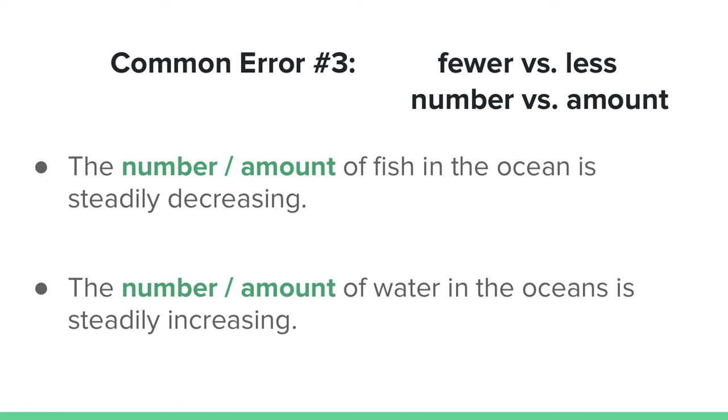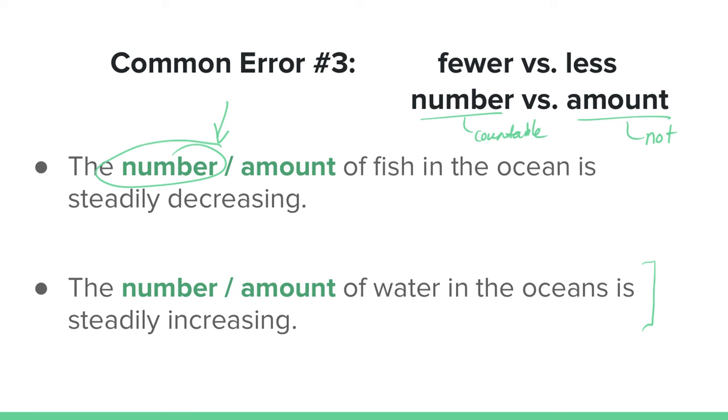All right, let's do the same thing with number versus amount. Again, number, countable. Amount, not countable. The number of fish in the ocean is steadily decreasing, or the amount of fish in the ocean is steadily decreasing. Can you count fish? Are they countable? Yes. So it's number, even though realistically no one could count the number of fish in the ocean. That's not what we're talking about. What we're talking about is, are fish countable? Yes, they are. So it should be the number of fish, not the amount.